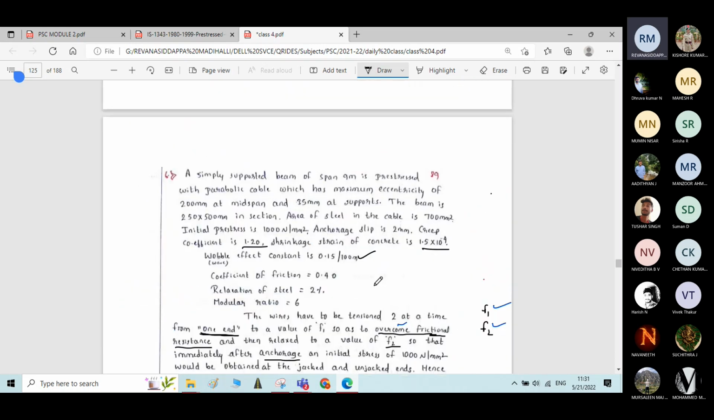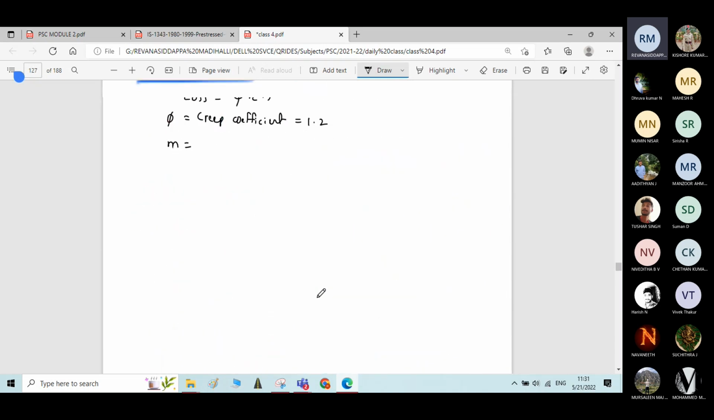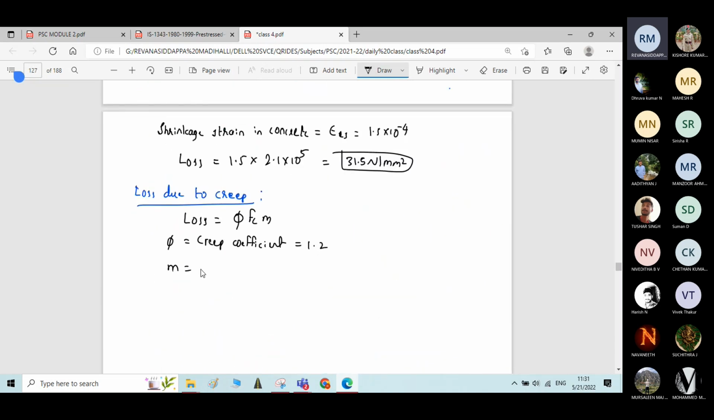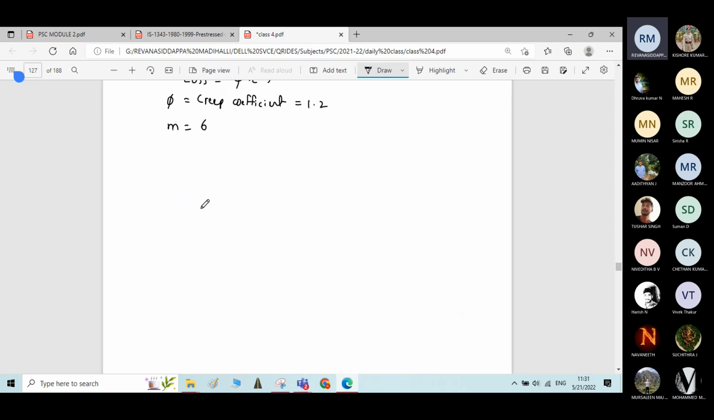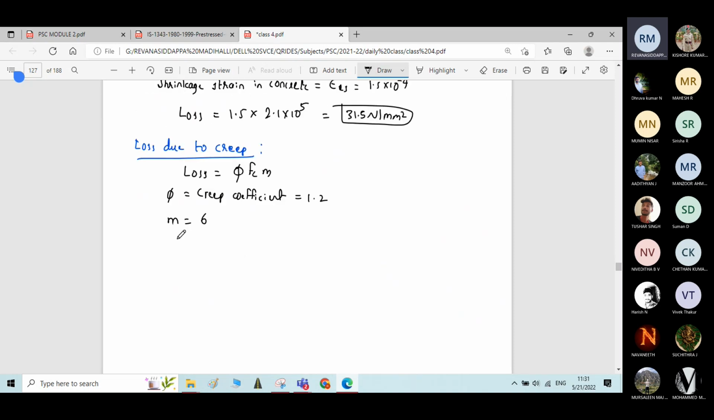Modular ratio, yes, that is also given. Modular ratio is given as 6. Let me take the value directly. Modular ratio is 6. Then you need to calculate the value of Fc. What is Fc? Stress in concrete at the level of steel, correct? This we will calculate now.